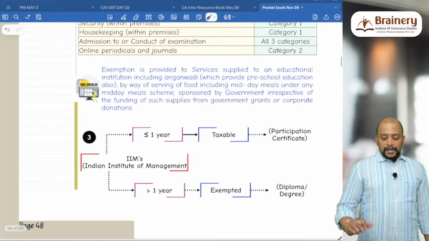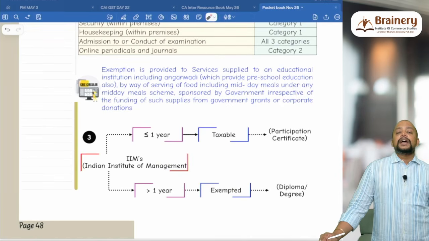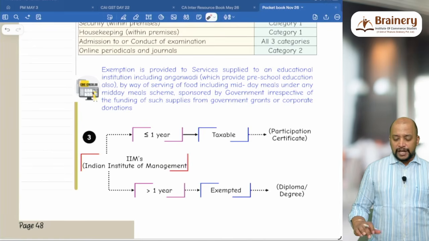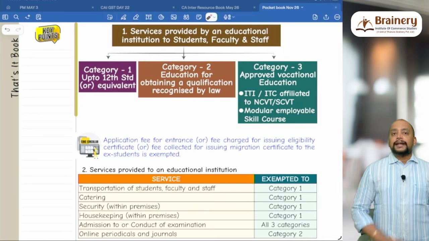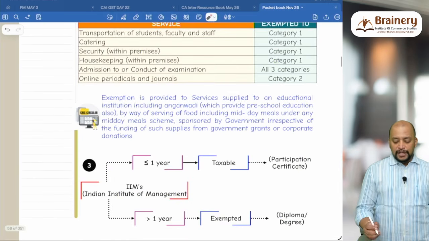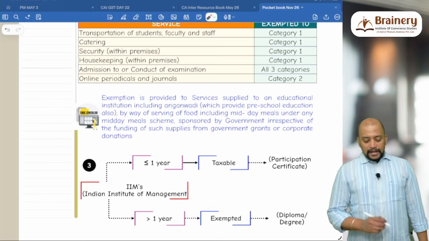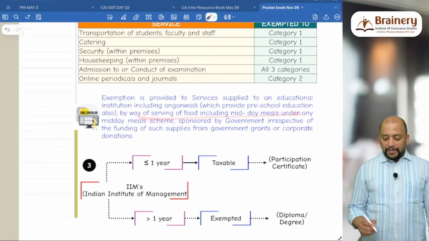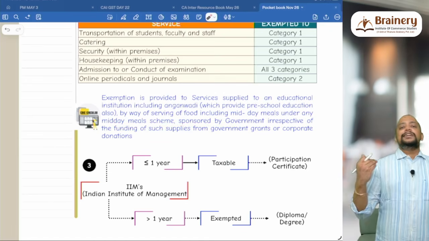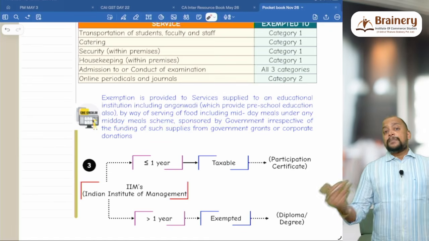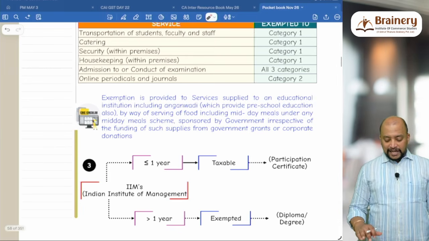Then what about services provided to education institution by way of catering services? Anganwadi schools are also treated as education institution. It will come under primary health care. So therefore category 1, and catering service provided to category 1 is exempted. So exemption is provided to services supplied to Anganwadi institutions and by way of serving food, including under any midday meal scheme sponsored by government, and not necessary that the Anganwadi schools should make the payment. The payment can be from government grants or corporate donations, whatever the case may be. So that will be covered under the exemption.